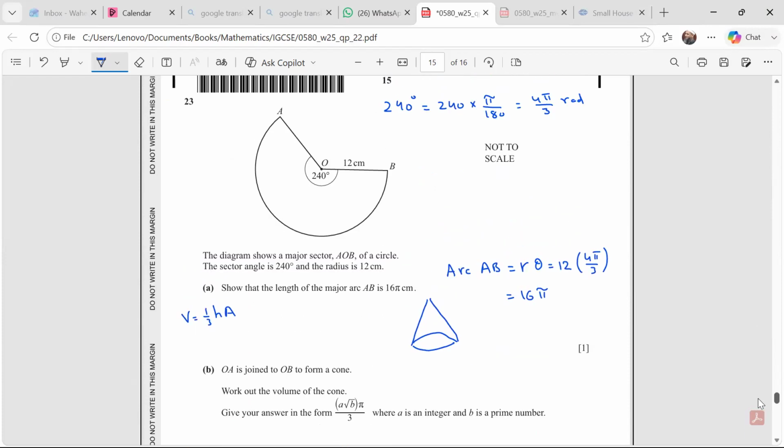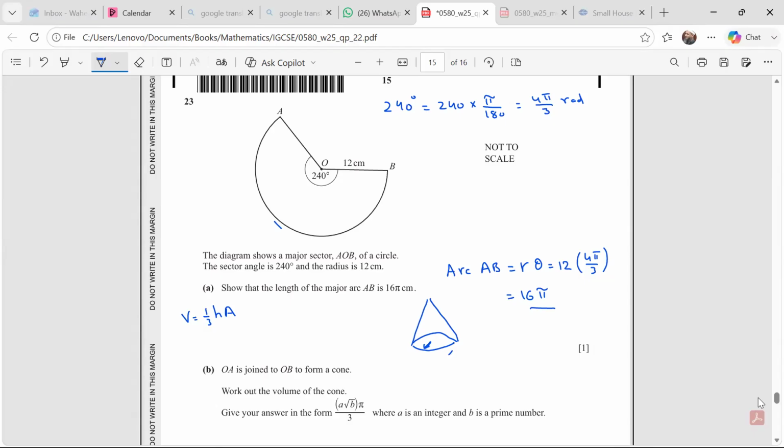Now, can you tell me what is the height here? Okay, let's do the height later. So, what's the radius of the circle, right? Remember, when you join OA with OB, then this arc AB will make this whole circle here. So, what was the length of this arc? We found it is 16 pi, and that is the circle circumference now.